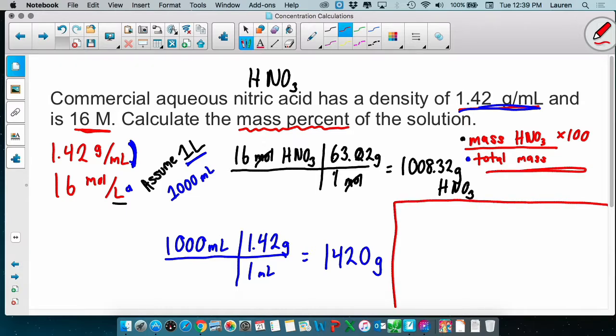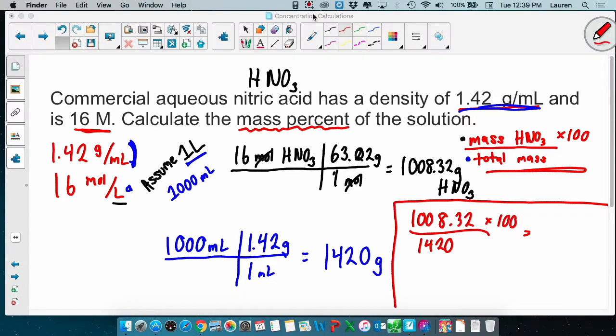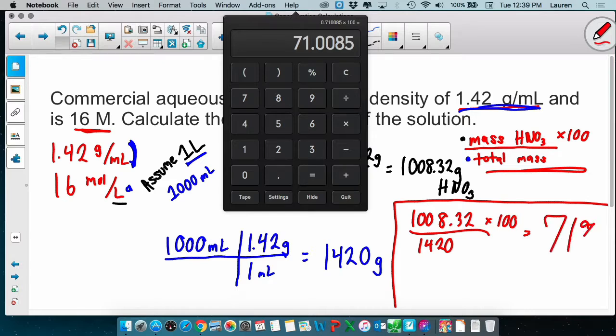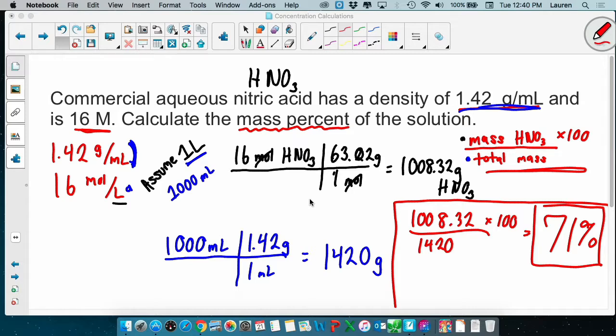Then we can find our answer. Do that over here in this little box. 1,008.32 over 1420, times 100 to get it in percent form. Save our rounding till the end. And you get 71.00. So it is 71% nitric acid. Okay, cool? Let's do an even harder one. This is one of the hardest ones that we're going to do.